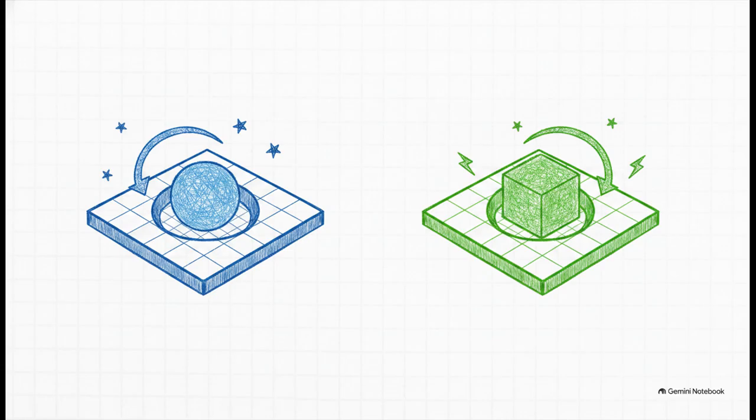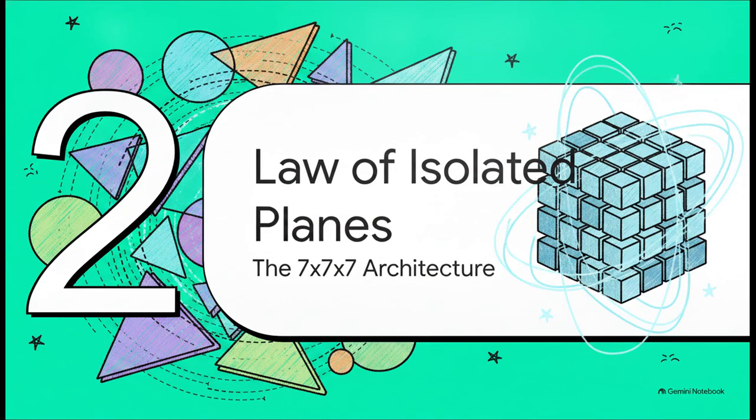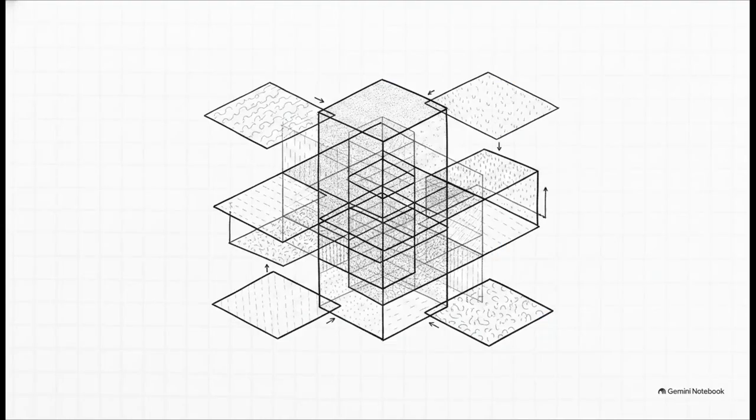Think of it like a specific radio frequency. A broadcast signal is only going to interact with a receiver tuned to that exact dial. If you aren't on that frequency, the signal just passes right through you, completely unacknowledged. The universe works on these incredibly strict frequencies. Moving on to part 2, the law of isolated planes. Let's map out the universe's playing field. Because to understand how things interact, we first have to understand how they're separated.